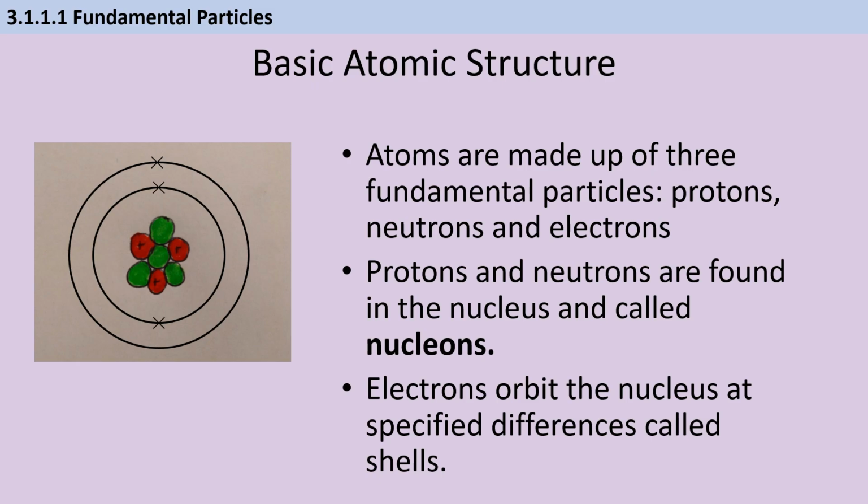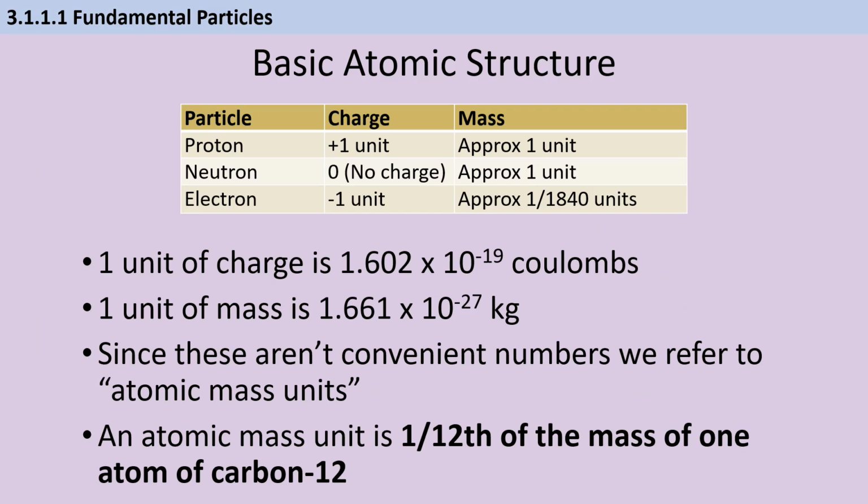The first topic in Year 12 physical chemistry is atomic structure, and a lot of this is very familiar from GCSE. You should know that an atom consists of a nucleus containing protons and neutrons, and we call those particles nucleons, and they're surrounded by electrons. The absolute masses and charges of the subatomic particles are incredibly small. Rather than referring to those actual numbers, we tend to talk in terms of atomic mass units and atomic charge units. An atomic mass unit is 1/12 of the mass of one atom of the carbon-12 isotope.